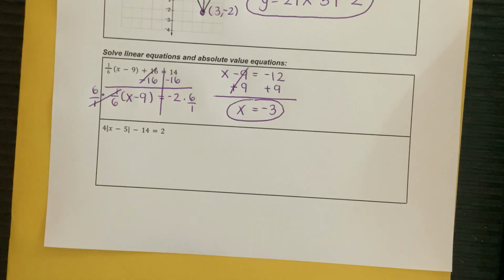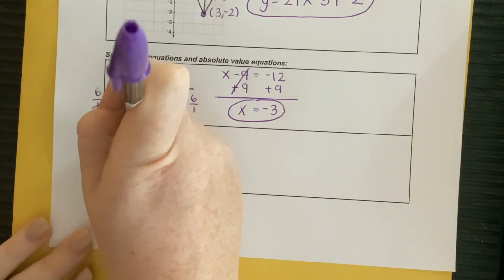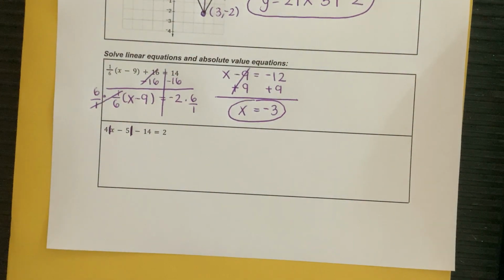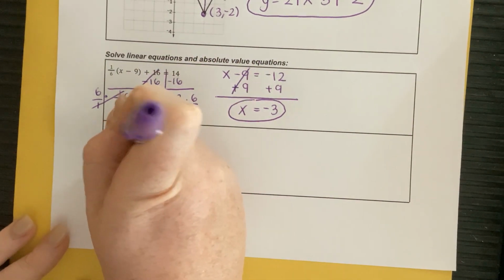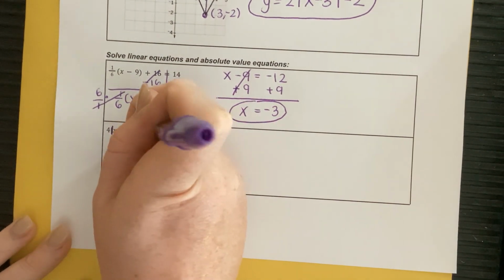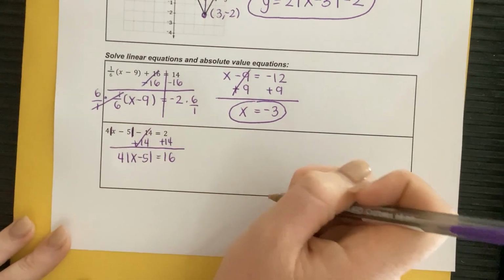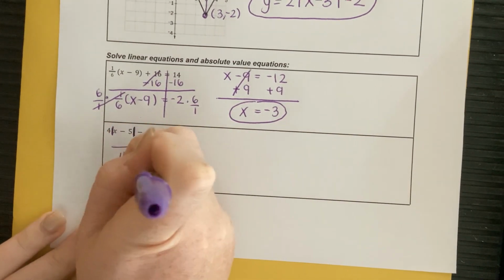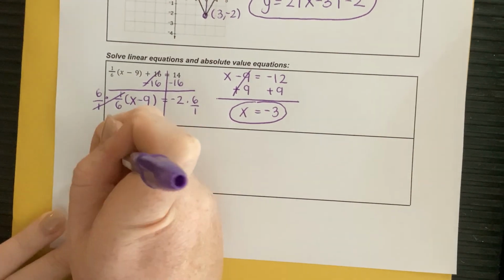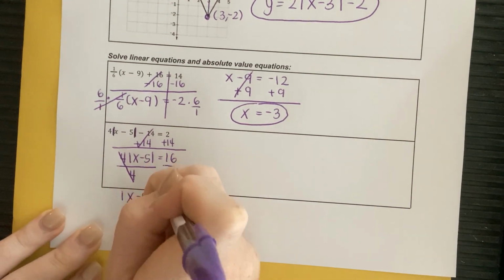If you're going to solve an absolute value equation, the first thing you need to make sure you're doing is isolating the absolute value. Everything inside of it needs to be on one side of the equal sign by itself. You're always going to try to move addition and subtraction first. So I'm going to add 14, and I'm going to say 4 times the absolute value of x minus 5 is equal to 16. Now I'm going to divide by 4.